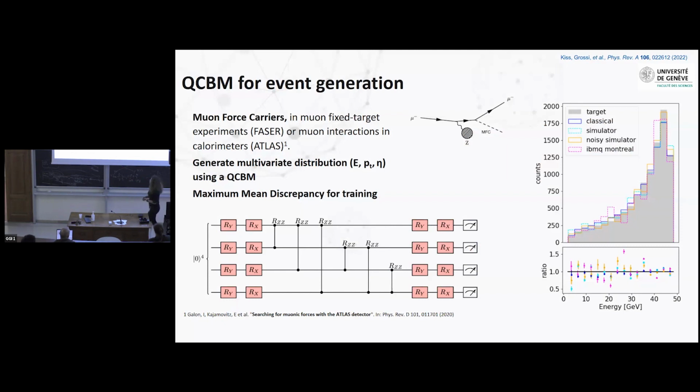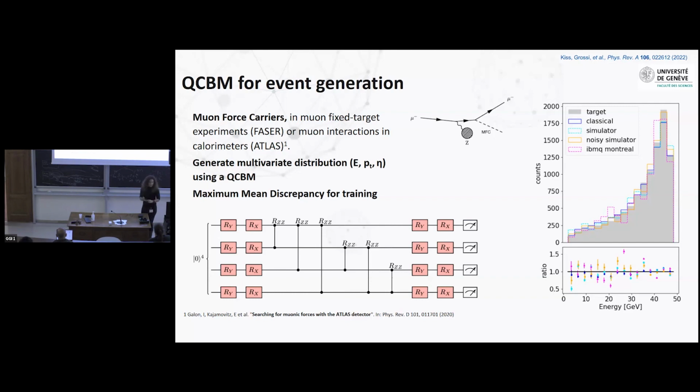So you can use those kinds of models for generating events, and this is an example that we ran already a couple of years ago, where we tested quantum Born machines as solutions for building multivariate distributions. This was a specific muon force carrier model, a specific BSM model we got interested in because of the interests from our collaborators. But you could apply this to any kind of event generation problem in which you want to generate multiple features of, I don't know, a final state.